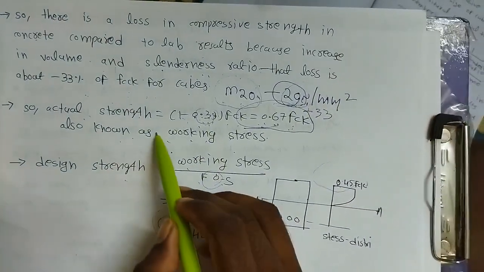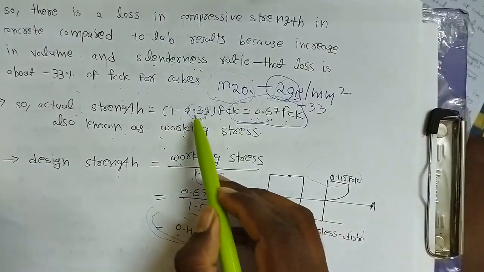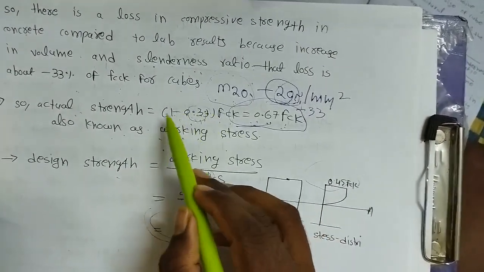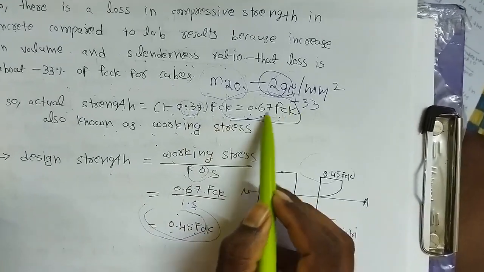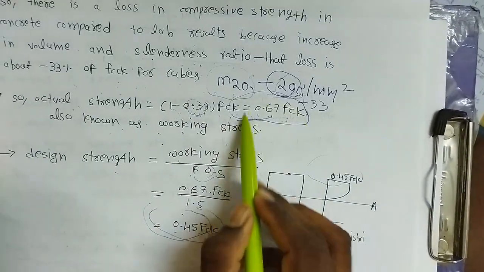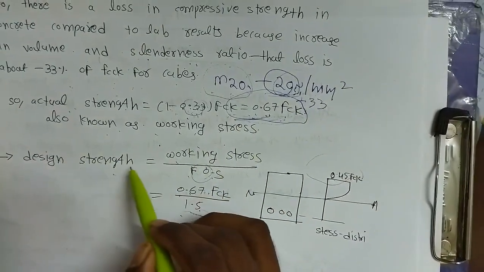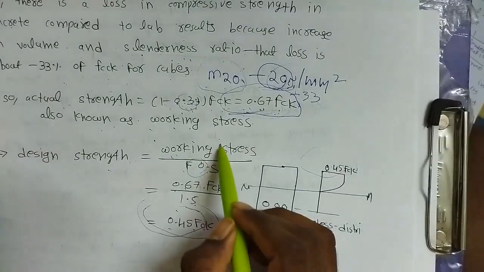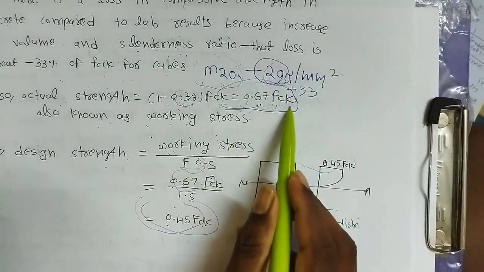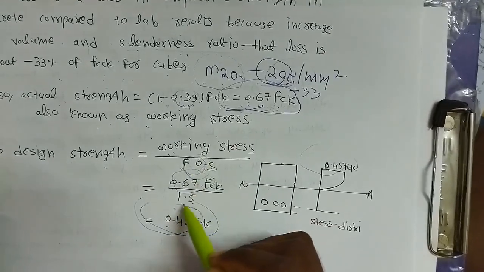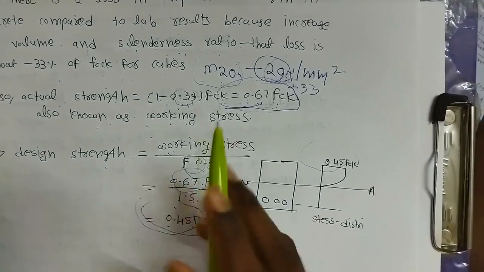So the actual strength is obtained by (1 minus 0.33) times fck. This 0.33 is deducted from 1 because of the 33% loss. So we get the actual strength as 0.67 fck. This is also known as the actual working strength of the concrete. Design strength is equal to working stress divided by the factor of safety. The working stress we got here is 0.67 fck, and the factor of safety for concrete is 1.5. So the resultant is 0.45 fck as the design strength.